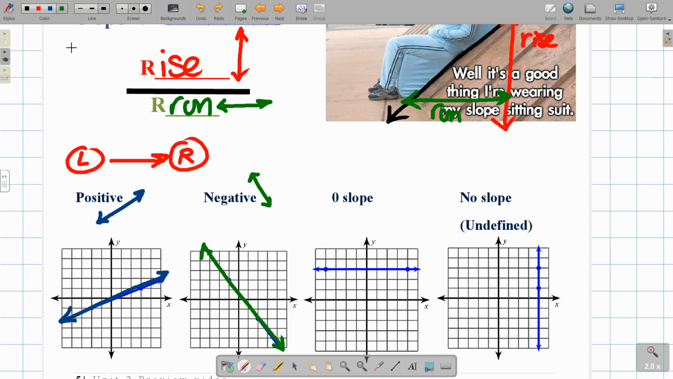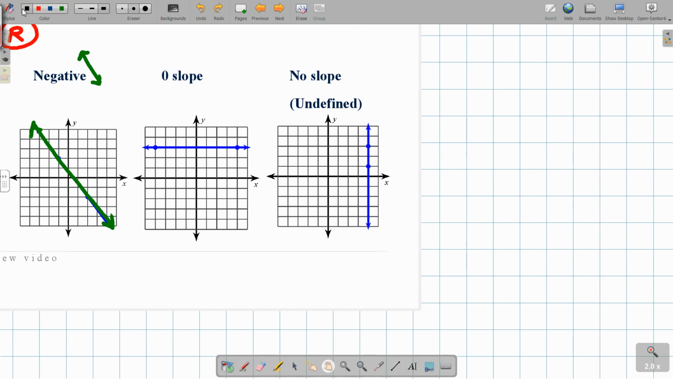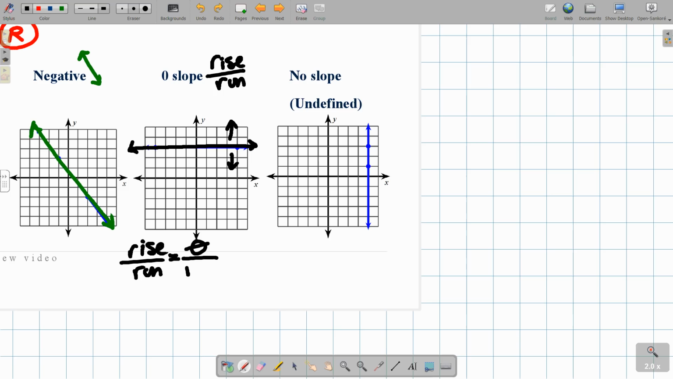Now, zero and no slope. It's kind of hard to understand the difference, but let's do this actually mathematically. So it's rise over run. I'd like you to physically trace this horizontal line. Now, a horizontal line has no rise to it, no up or down motion. So when we're doing rise over run, we have a zero in the rise and obviously a number on the run, but zero over anything is just a zero.